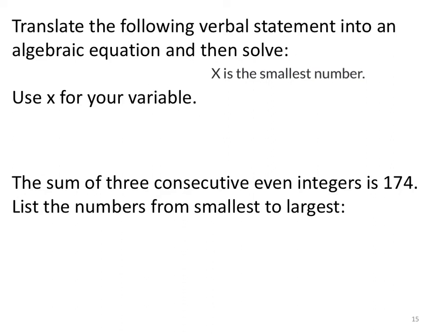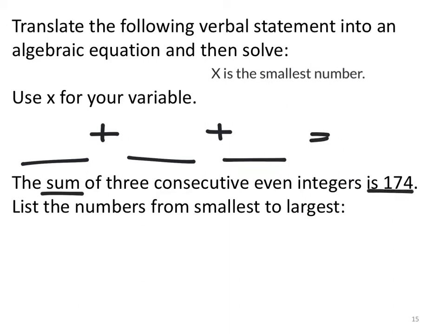So I've defined my x. I know what it represents. And now it's time for the equation, right? And it did say it's the sum again. So no difference on this one, which would be subtraction, but it's the sum. I got a number here, here, and here, and it's going to equal whatever the sum is, which it said is 174.